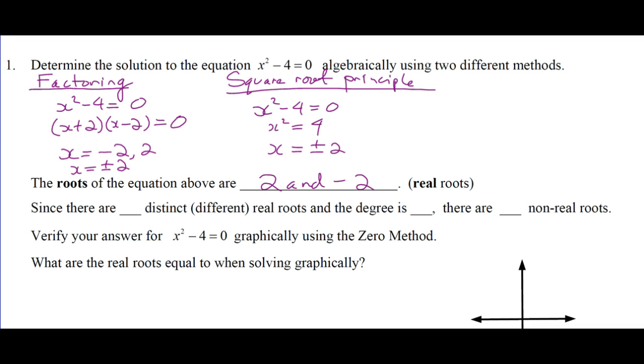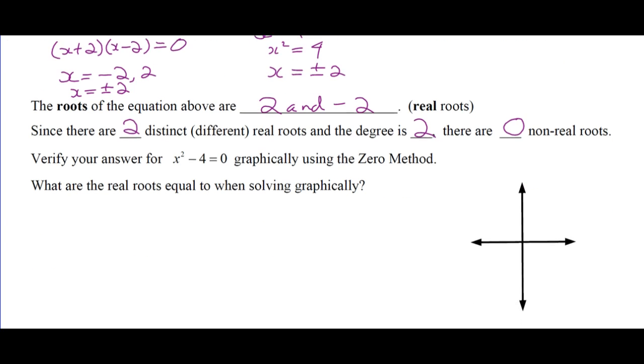And there are 2 real roots. Since there are, how many? 2 distinct, which just means different, real roots, and the degree is 2, then how many non-real roots are there? There are none. Okay? There are no non-real roots.